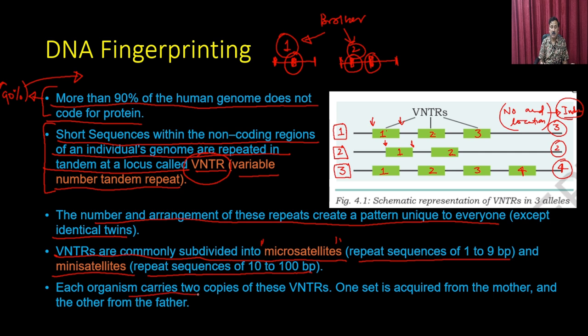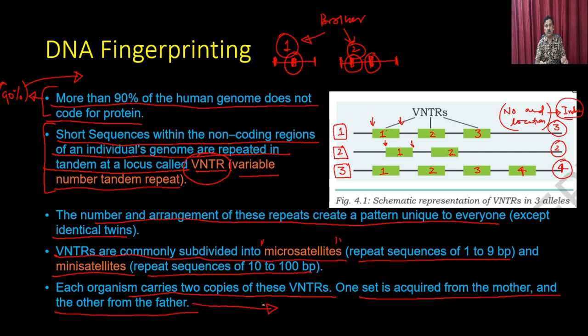Each organism carries two copies of these VNTRs. One set is acquired from the mother and the other is from the father. And remember that this is very, very important information. When there is a fusion of the egg and the sperm, the VNTRs from the mother's side and the VNTRs from the father's side come together, and they will be present in the genome of an individual, right?